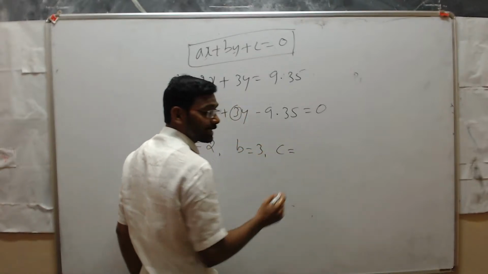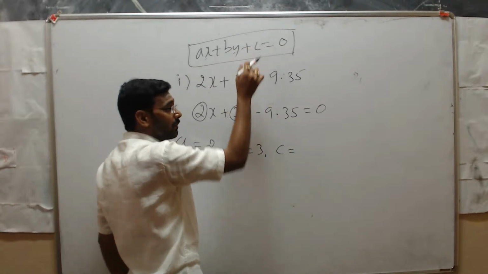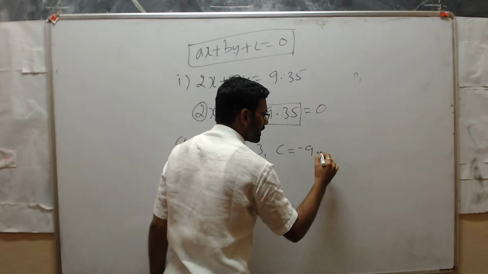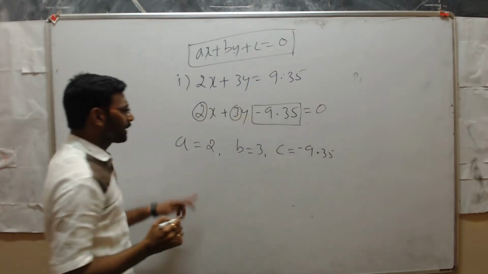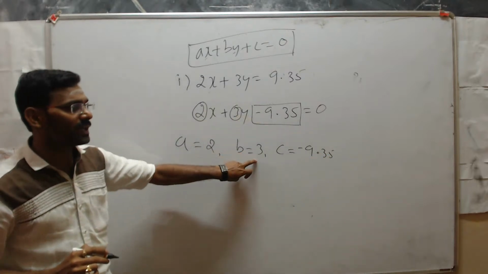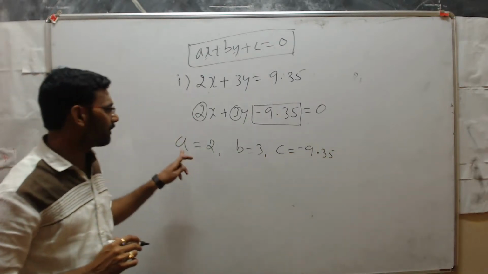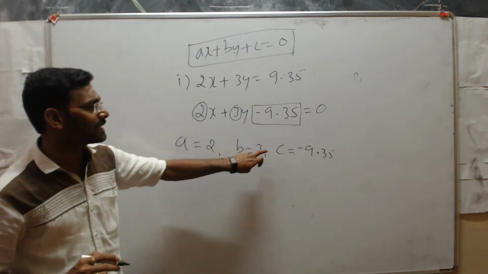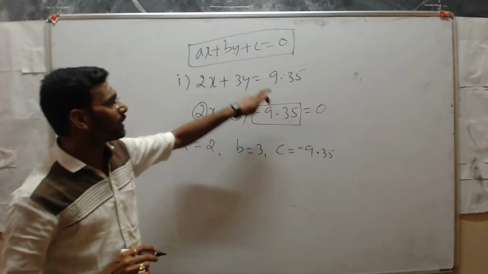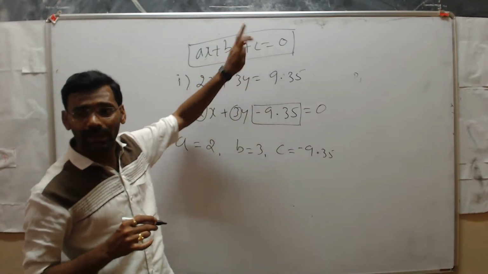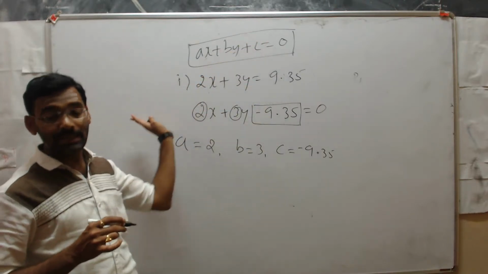Then what is the constant term? Constant term plus C is there, but here, what is the constant term? Minus 9.35. Therefore A value is 2, B value is 3, C value is minus 9.35. Because according to standard form, the constant term should be on the LHS side. RHS side is equal to 0 only.